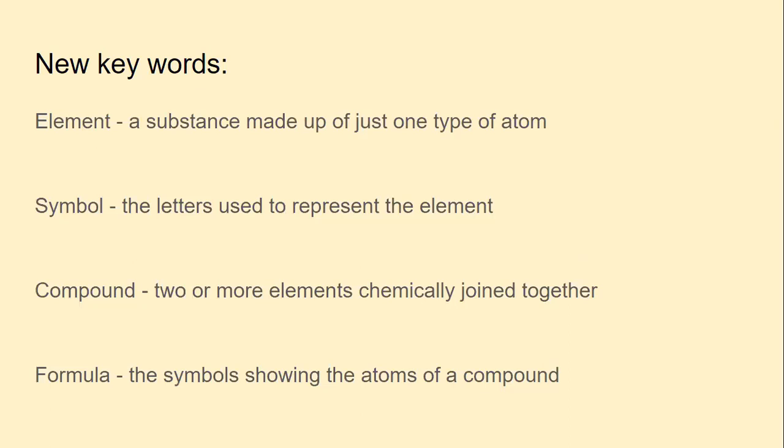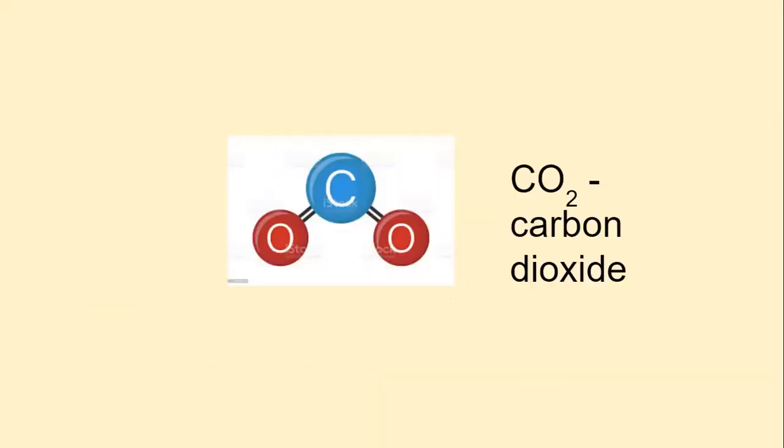Okay, so we have some new keywords here. Some of them you'll be familiar with from last week's webinar, but just to refresh. Element is a substance made up of just one type of atom. The symbols are the letters used to represent the elements on the periodic table. Compound, 2 or more elements chemically joined together. And the formula is the symbols that show the atoms present in a compound. So for example, our CO2 or our H2O.